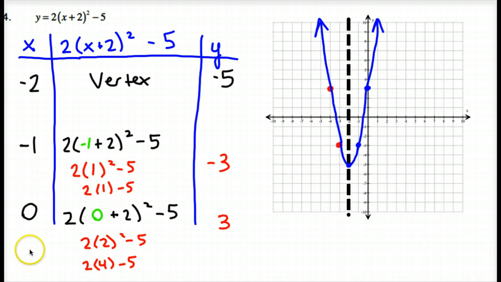Okay, and this is what your number 4 should look like. So it should be an upwards parabola. Vertex at negative 2, negative 5, points at negative 1, negative 3, 0, 3, or negative 3, negative 3, and then negative 4, 3.